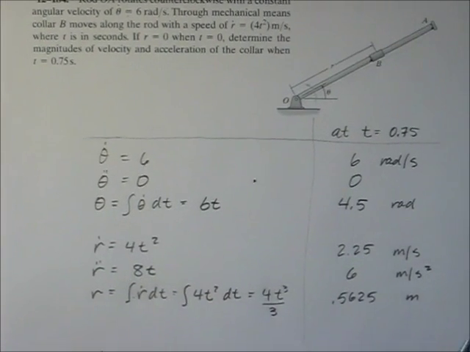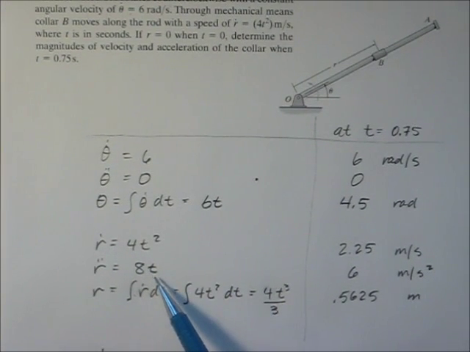R dot is equal to 4t squared. Taking the derivative, you get 8t for r double dot. And finding r, we take the integral of r dot dt, so the integral of 4t squared dt, that's 4t cubed over 3. Evaluating each of these at t equal to 0.5, fairly easy, just plug things in and get those numbers, and you get those values there.